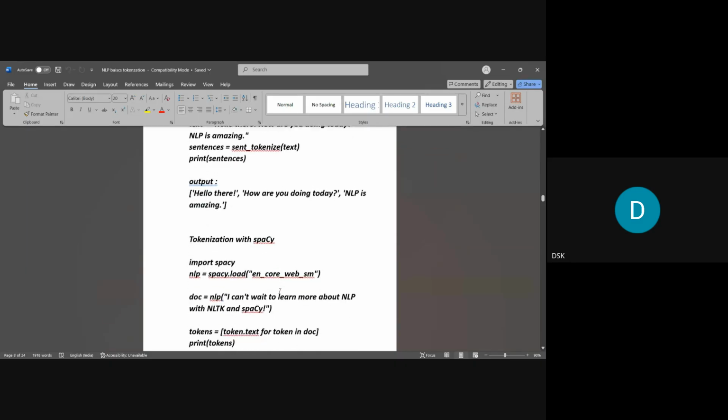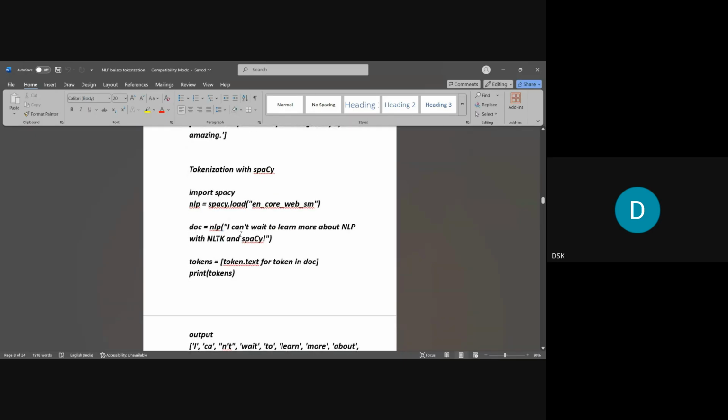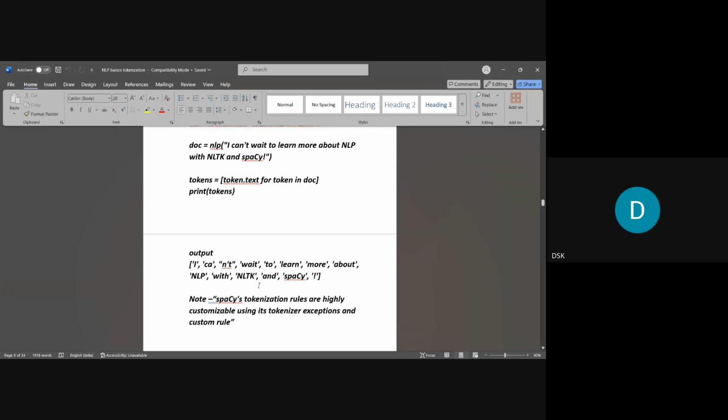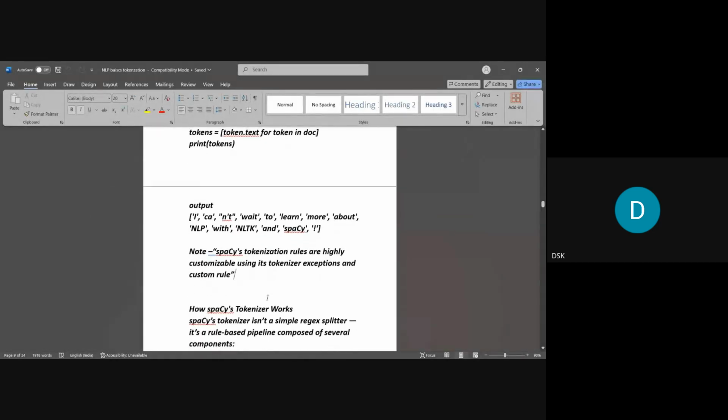Now tokenization with spaCy. Again, we have, I can't wait to learn more about NLP with NLTK and spaCy. And for the tokens, over here, we cannot split the can't again, because spaCy's tokenization rules are highly customizable using its tokenizer exceptions and custom rules.